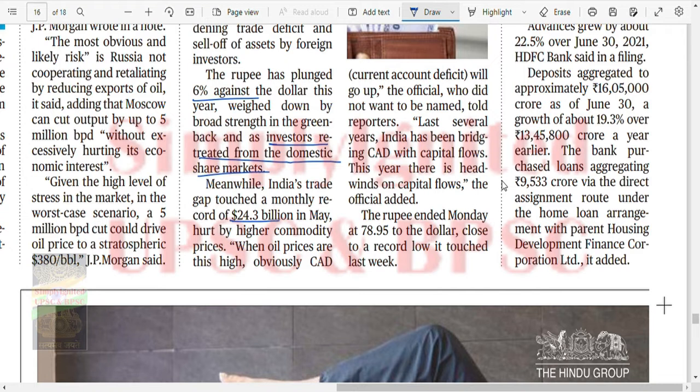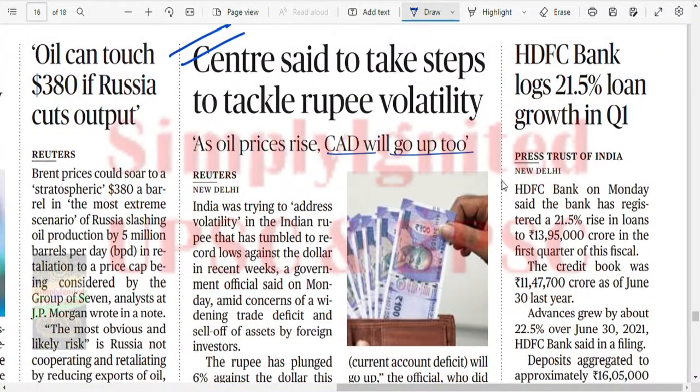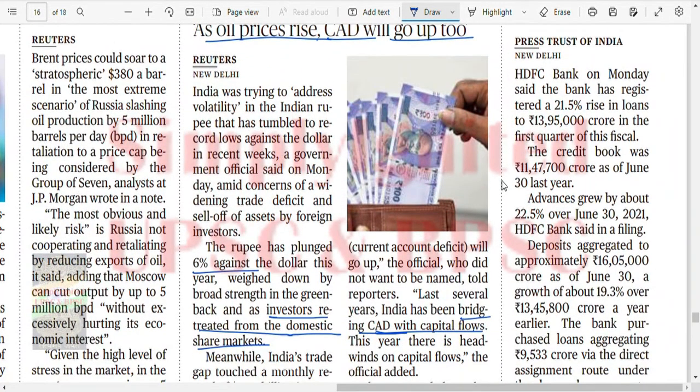For the last several years, India has been bridging the current account deficit with capital flow. This year there was a headwind on capital flow. The rupee ended at about 79 to the dollar, close to a record low touched last week. So it is just saying that the oil price rise, the Fed, and the appreciation and depreciation of the dollar and other currencies had led to the widening of the current account deficit.